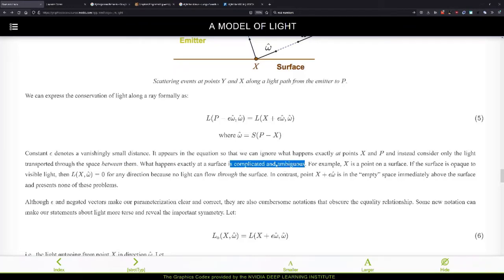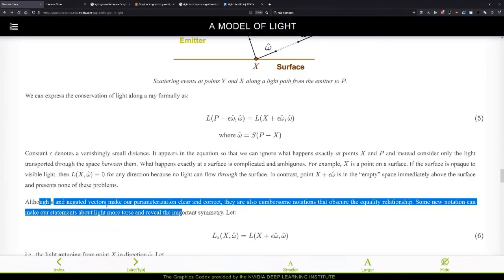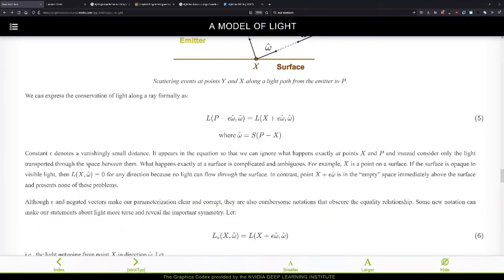Complicated and ambiguous. Foreshadowing. X to the point on the surface. If the surface is opaque to visible light, then the light field is 0 for any direction because no light can flow through it. In contrast, X plus epsilon omega is in the empty space immediately above the surface and presents none of these problems. Although negated vectors make our parameterization clear and correct, there are also cumbersome notations that obscure the equality relationship.